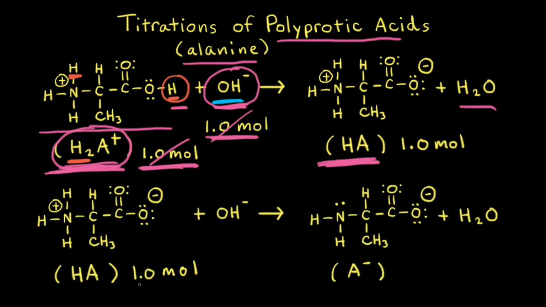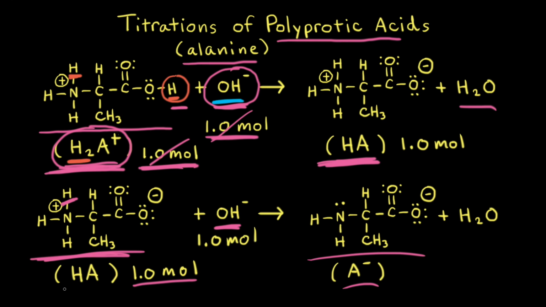So now we have 1 mole of HA in solution, and if we continue to add hydroxide anions, the hydroxide anions react with HA and take one of the acidic protons on the nitrogen to form A-. A- is the conjugate base to HA. It would take another mole of hydroxide anions to completely neutralize the HA and to turn it into A-. So 1 mole of HA reacts with 1 mole of hydroxide anions to form 1 mole of A-.